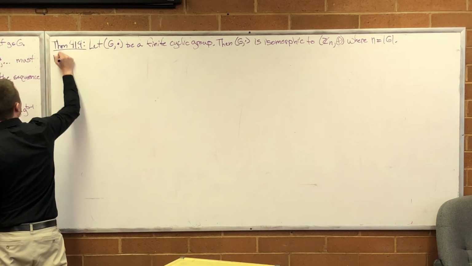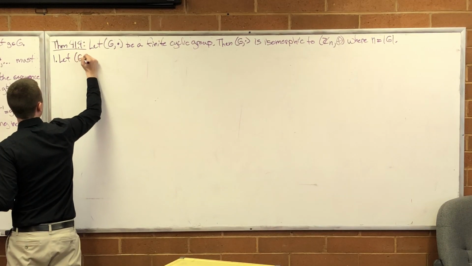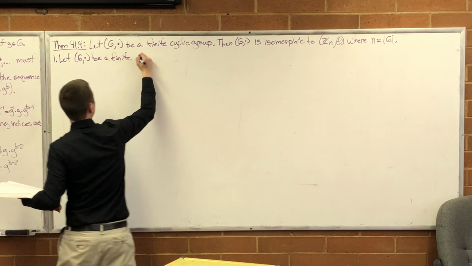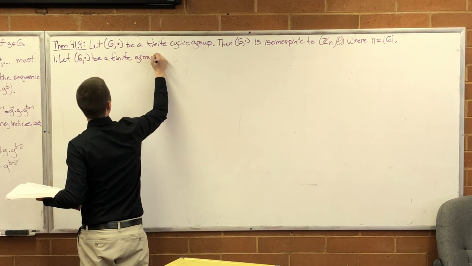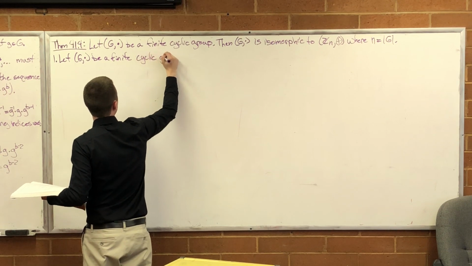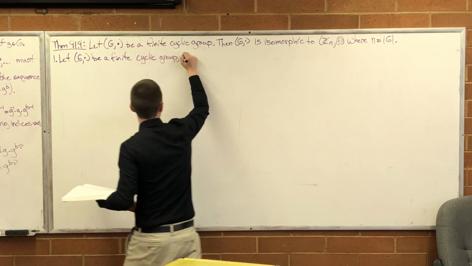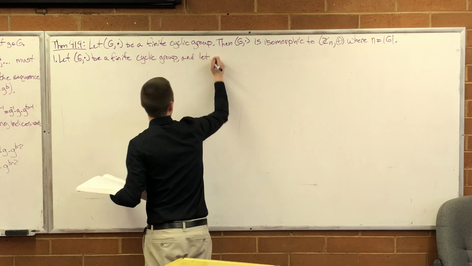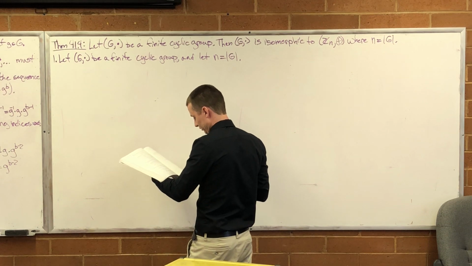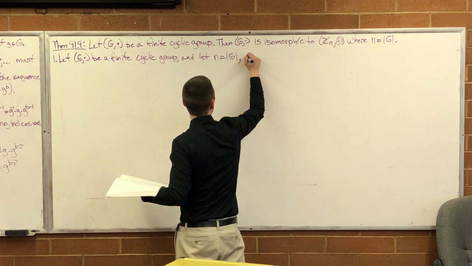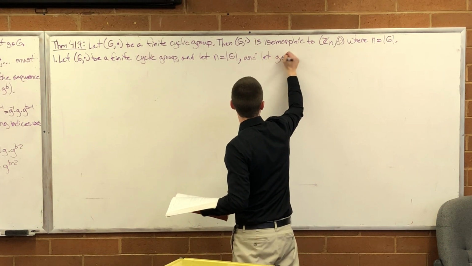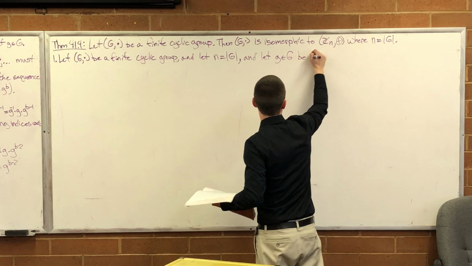So 1, let G be a finite cyclic group, and let n equal the size of the set G, whatever it is. And let little g in G be its generator.